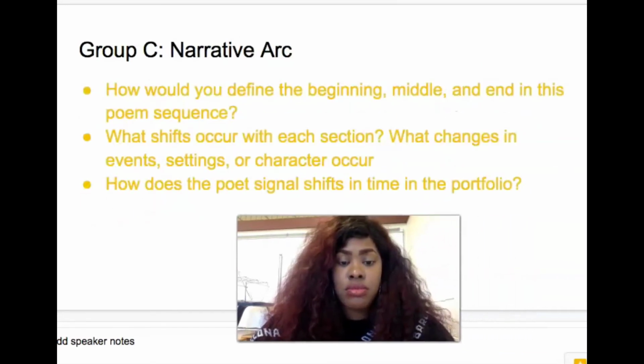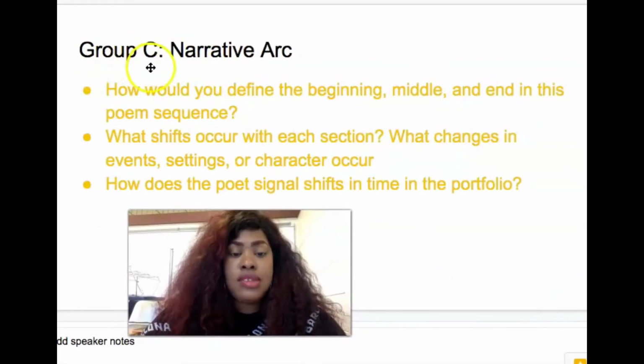Group C will do the narrative arc. How would you define the beginning, middle, and end in this poem sequence? What shifts occur with each section? What changes in events, settings, or characters occur? And how does the poet signal shifts in time in the portfolio?